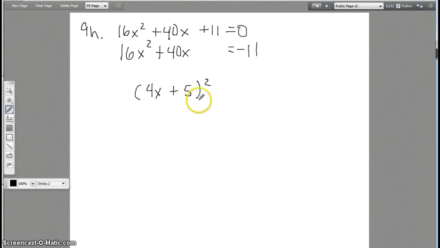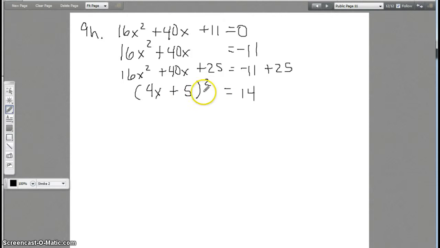Now I need to square out what I have in the parentheses. My first two terms should match what I have up above, and my third term is what I'll add to both sides. When you square 4x, you get 16x squared. 2 times 4x times 5, that is 40x. And then 5 squared is 25. I'm going to copy my negative 11, and then I'm going to add 25 because I need to do that on the right side since I did it on the left. Negative 11 plus 25 is 14.